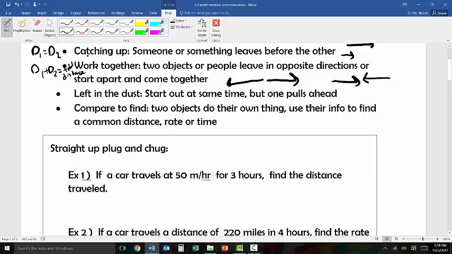The next type of problem, I call left in the dust. That's when someone's faster. So let's say that Olivia and JoJo start running at the same time, but Olivia's faster, so JoJo's going to get left in the dust. Usually you're trying to find how far apart they'll be, so that involves subtraction. And that's going to give you their distance apart.